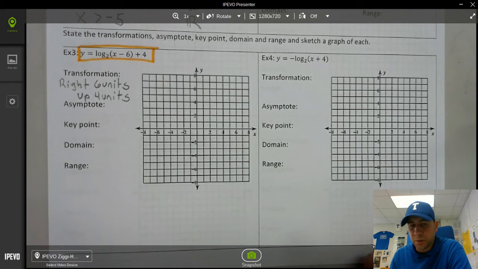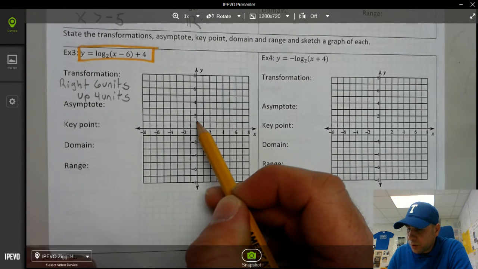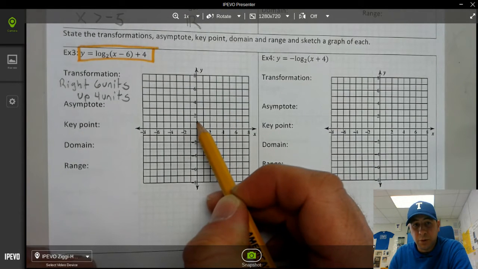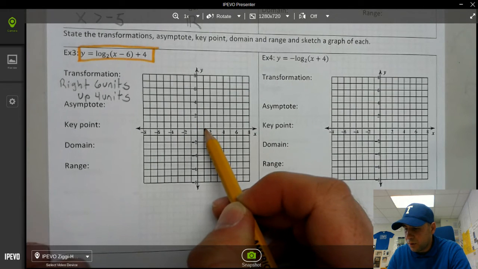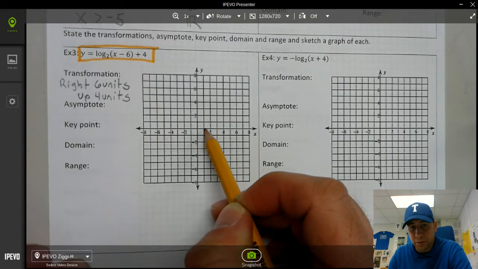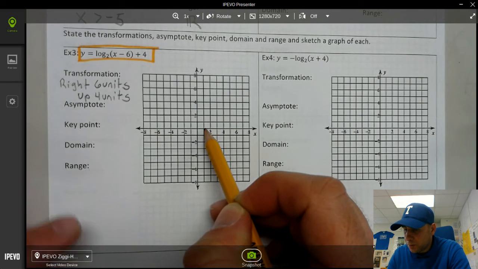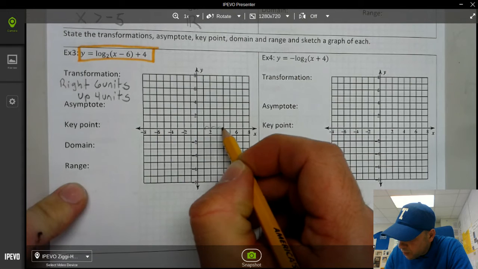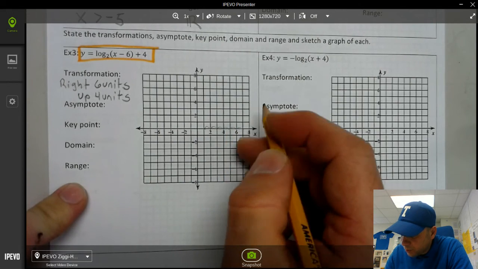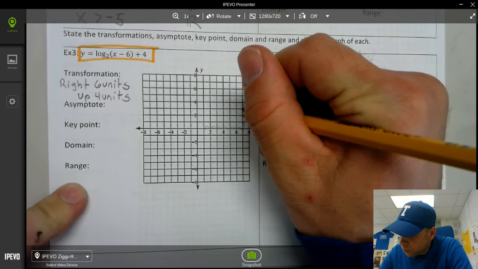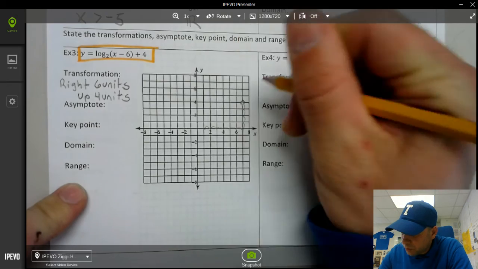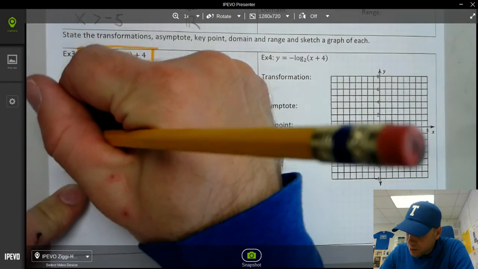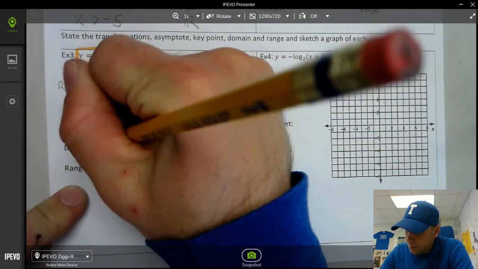So let's go now. Remember that in exponential we always started at 0, 1, but because we know a logarithm is the inverse, we switch, so we're actually going to start at 1, 0. So from 1, 0, we're going to move 6 units. So 1, 2, 3, 4, 5, 6, and we're going to go up 4 units. So 1, 2, 3, 4. So there's our key point, 7, comma 4.